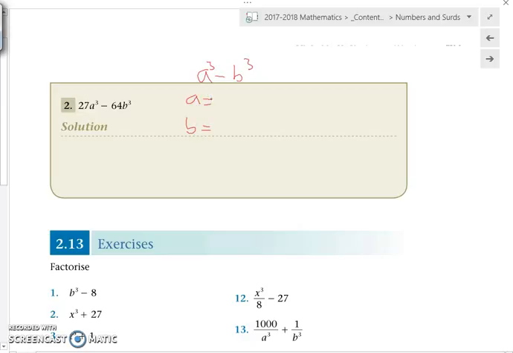Now, this is where people might look at this and get a little confused. Isn't A just A?